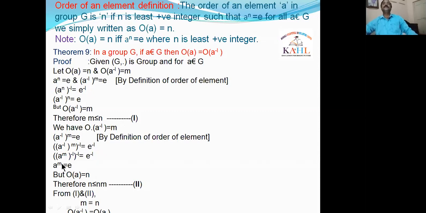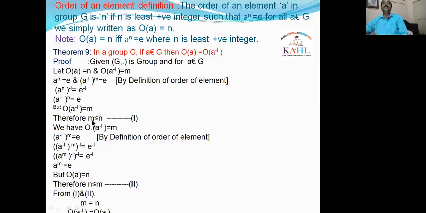Here a^m is equal to E. But order of A is equal to n means n is the least positive integer. That means m is the bigger one, that means n is less than or equal to m. Here a^m is equal to E, a^n is equal to E. But order of A is equal to n, which means n is the least one. That means m may be bigger when compared with n, that means n is less than or equal to m. Let it be 2.